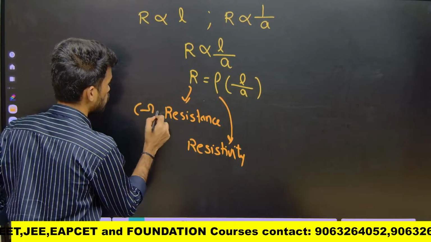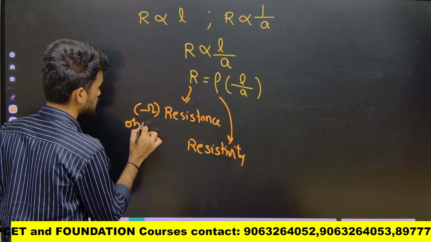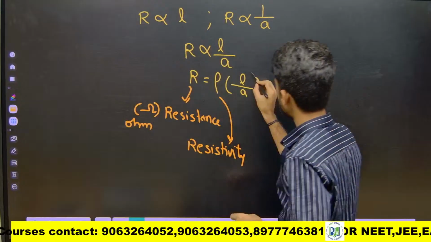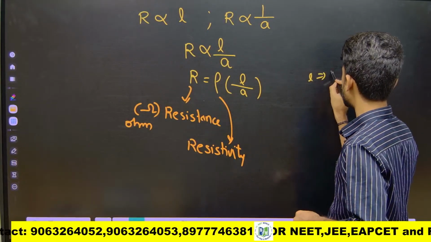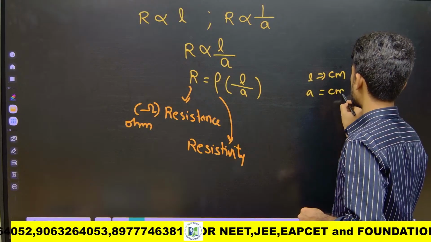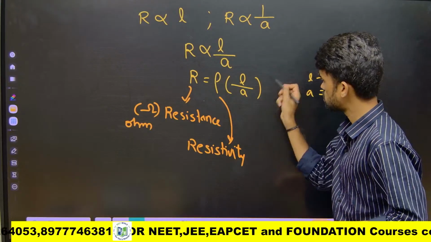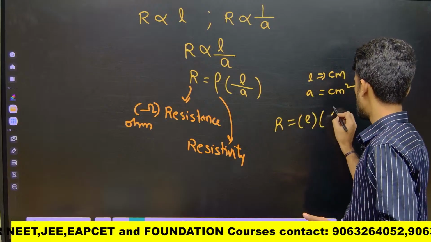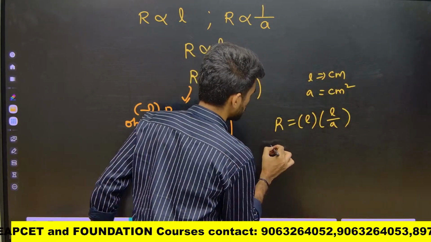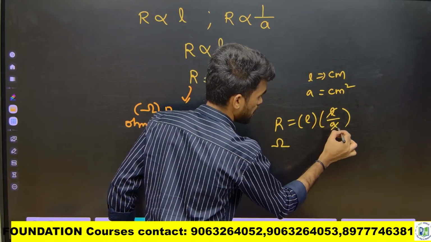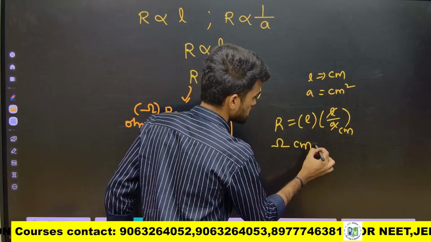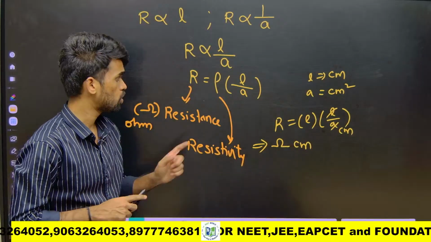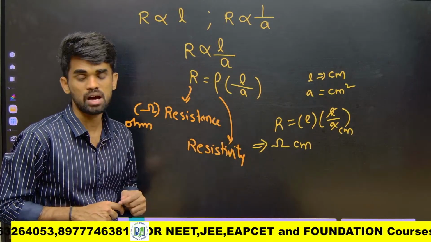So what is the unit for resistance? It is ohm. And what is the unit of resistivity? Here we have written L by A. If L is in centimeter, the area will be centimeter square, so L by A gives centimeter inverse. Moving that to the other side, the unit for resistivity is ohm into centimeter. Hope this is clear. These units are very important; they will ask you in the exam also.